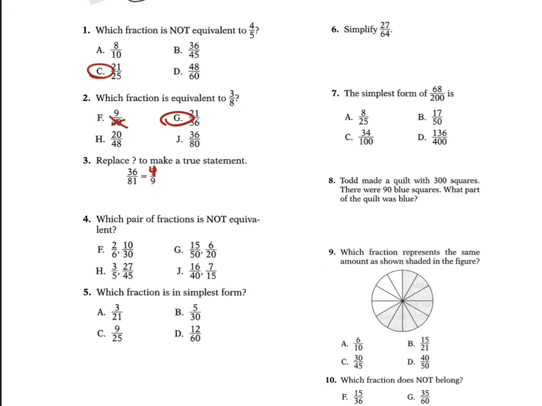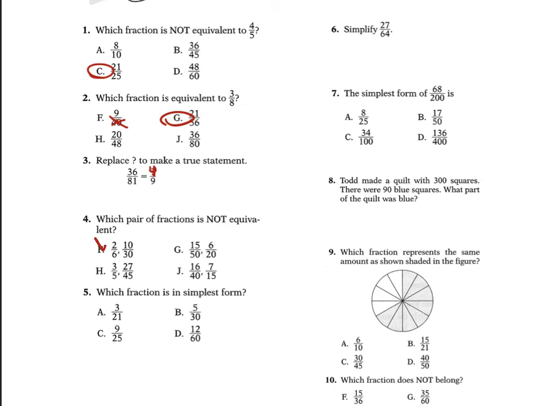4 asks which pair of fractions is not equivalent. So for F, we have 2 over 6 and 10 over 30. So 2 times 5 is 10, 6 times 5 is 30. This one works. For G, we have 15 over 50 and 6 over 20. So 15 divided by something is 6. So this one here is not going to work.